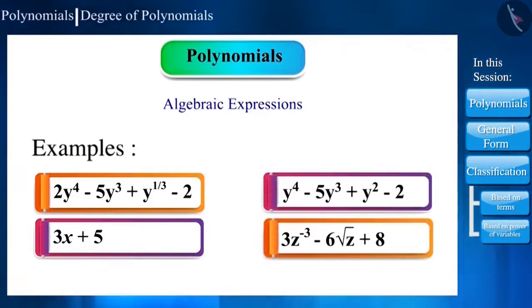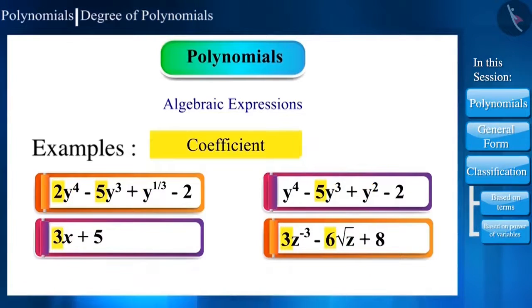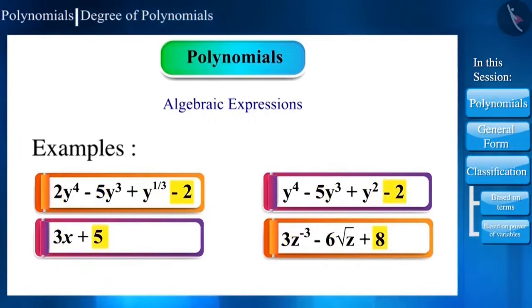In the given expressions, x, y, and z are called variables. Numbers associated with these variables are called coefficients. And the numbers whose values are fixed are called constants. Now, if we focus on the powers of these variables, these are positives, negatives, and fractions.